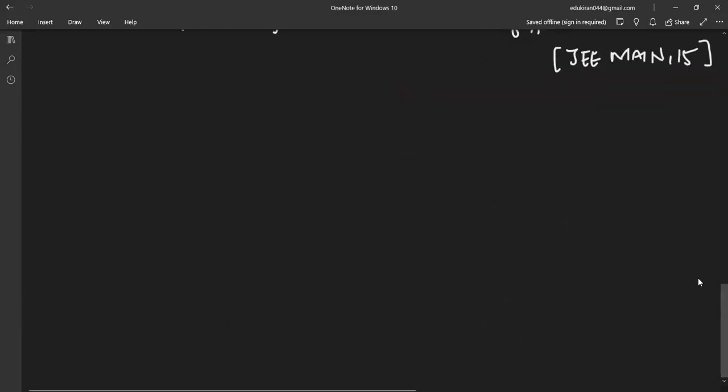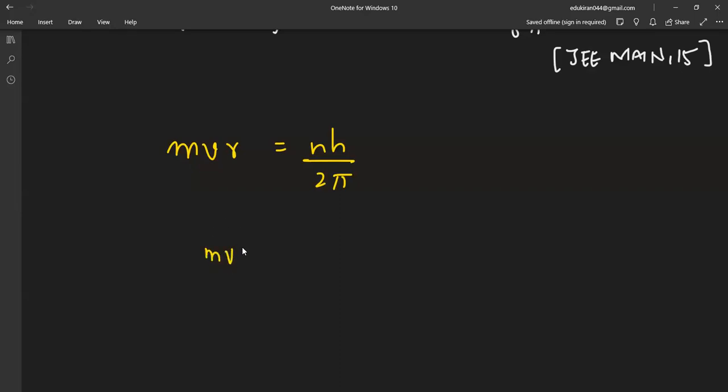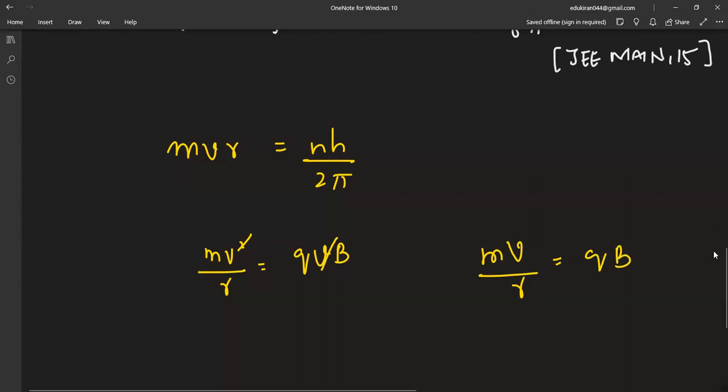when we are talking about angular momentum, mvr is equal to nh by 2 pi. This you already know. One more thing. I have told you that the centripetal force is being balanced by the Lorentz force qvB. We know this equation. So velocity will be cancelled. From here you can write mv by r is equal to q into B.